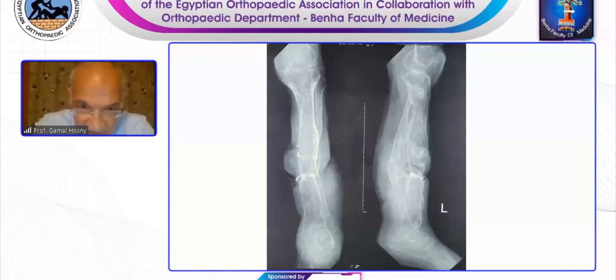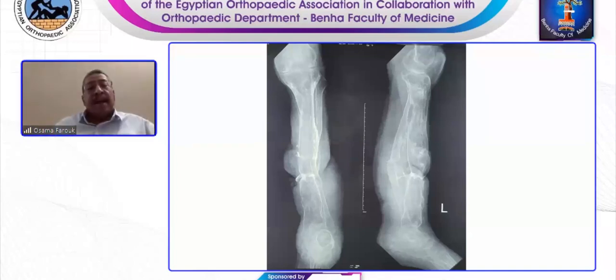Congratulations, Professor Gamal. Congratulations for solving the problem of this young patient. Actually, above knee amputation is not accepted at a young age, 18 years old, in such a situation. And I think you did your best to achieve union of this difficult case with a gap, non-union with a gap, after several failed surgeries before. So it is an amazing case. Thank you very much for presenting it.